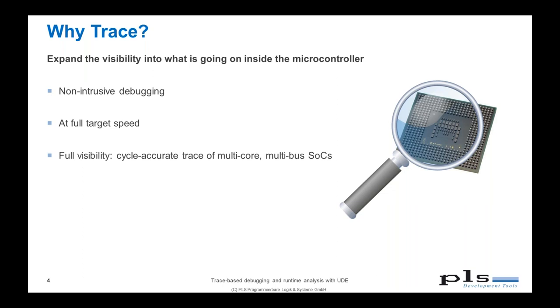You can run the target at full target speed with the maximum clock frequency, and with most trace systems on the market, you get sometimes not, but a cycle accurate trace of the executed functions, and also very exact timing of data transfers. And you also have the possibility to trace a multicore system, so tracing the activities on a subset or on all cores in parallel, and also the trace of transfers over the different buses of your system in parallel to a code trace.